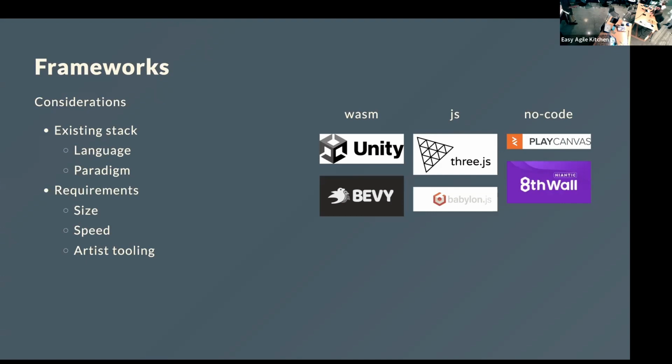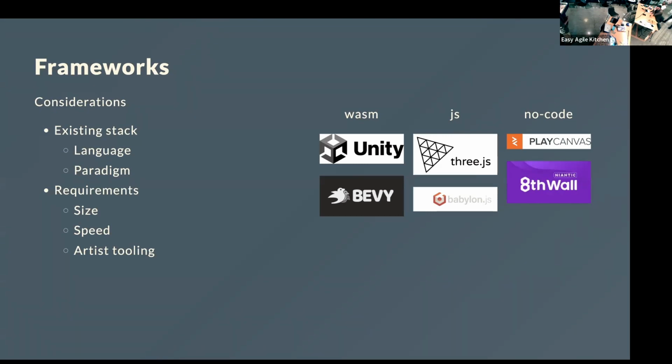And finally, no code. PlayCanvas is kind of in between, but you can get away with deploying something without doing any coding with PlayCanvas, and something like A4. If you said, hey, we don't want to roll up our sleeves, we don't want to get too into all this, we could just take something off the shelf. There are those options as well.